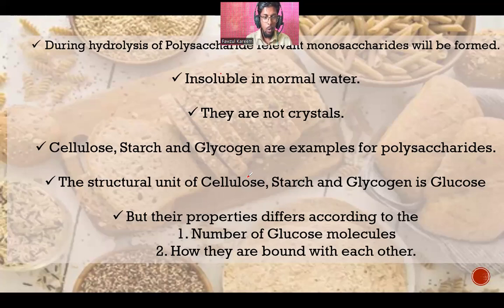Then here, my dear, if you take the polysaccharides: cellulose, starch, glycogen. These three, all these three polysaccharides are made up of glucose. Starch is also made up of glucose. Cellulose is also made up of glucose. Glycogen is also made up of glucose.